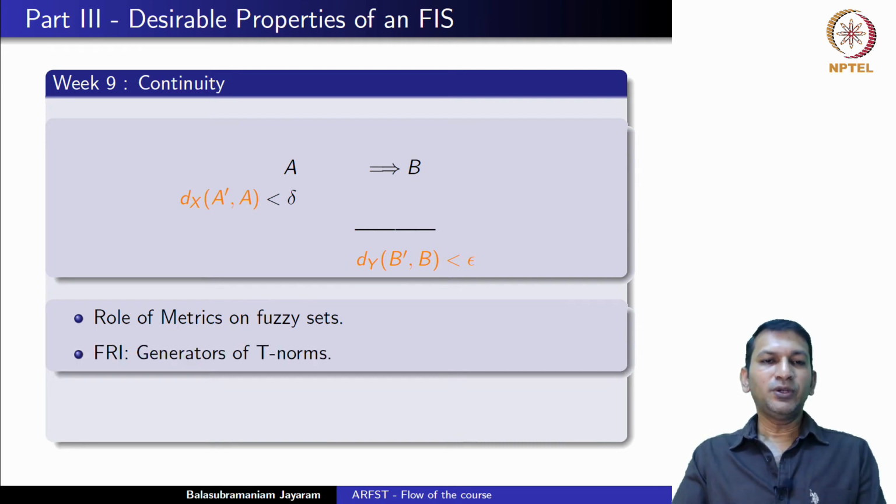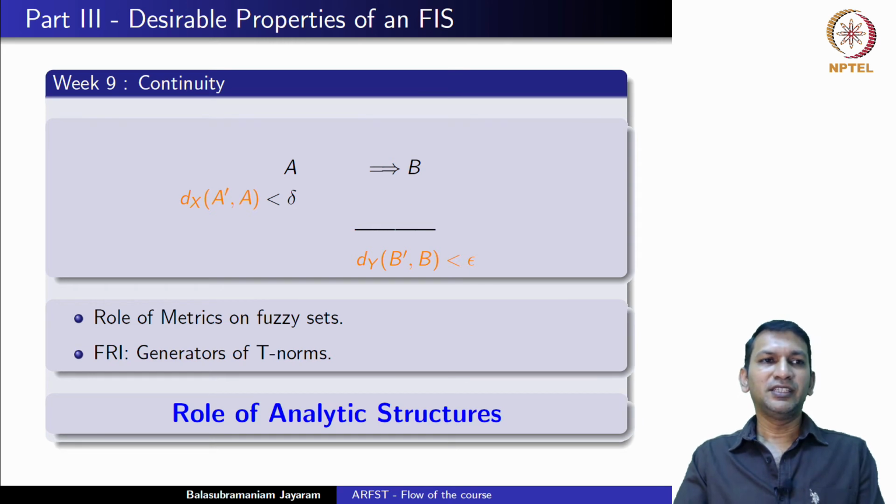Interestingly, if you want to discuss continuity of fuzzy relational inference schemes, you will see that one particular construction of triangular norms, especially the generators of them, they come into play to discuss this continuity and help us in discussing this continuity. Clearly, this highlights the role of analytic structures in the study.